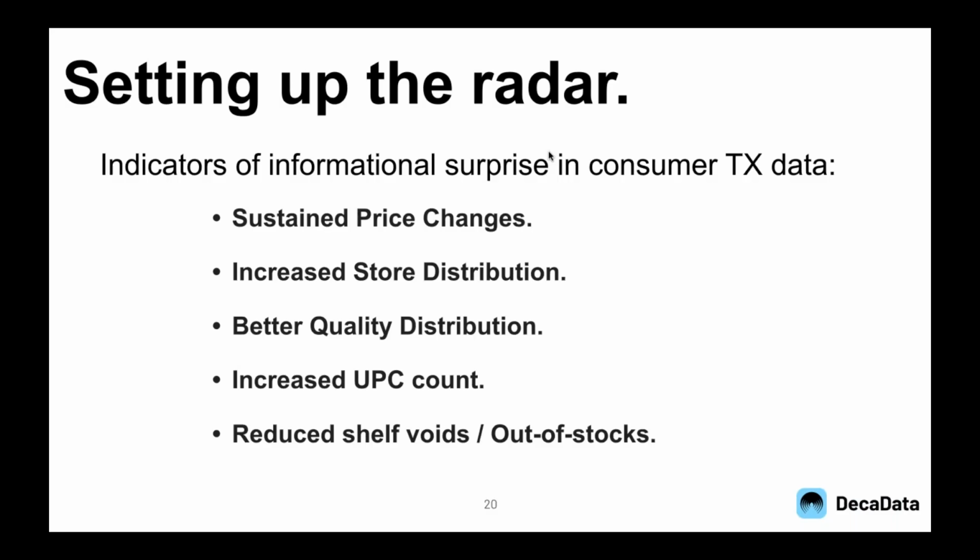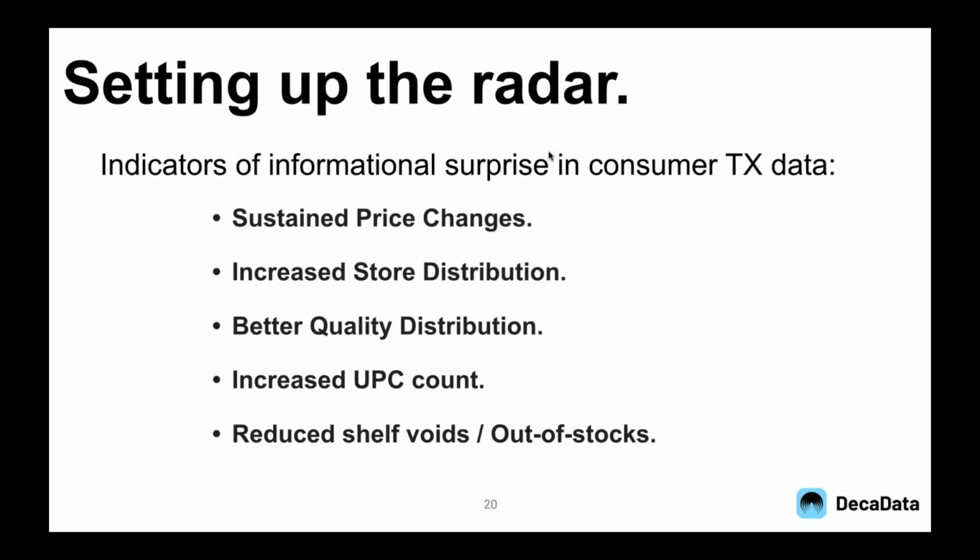So in summary, how do we set up the radar? How do we roll this out, or how can this be used for other firms and other use cases? Well, here we have some indicators of what we call informational surprise that are captured in our data. So looking for sustained price changes. Typically promotions run for 2 to 4 weeks. If you see promotions that are running for a longer period, then clearly there's some short-term strategy at play, which will be successful in the short term, but in terms of driving earnings up, it's unlikely to be particularly profitable in the future.